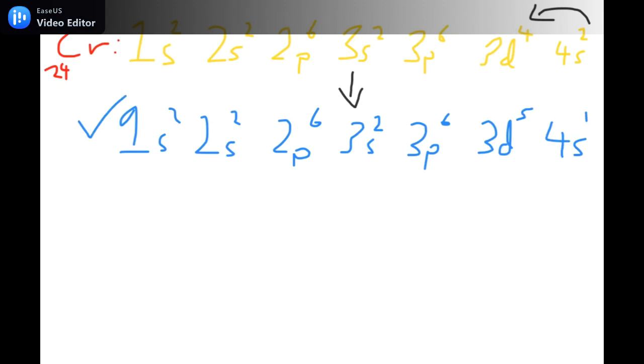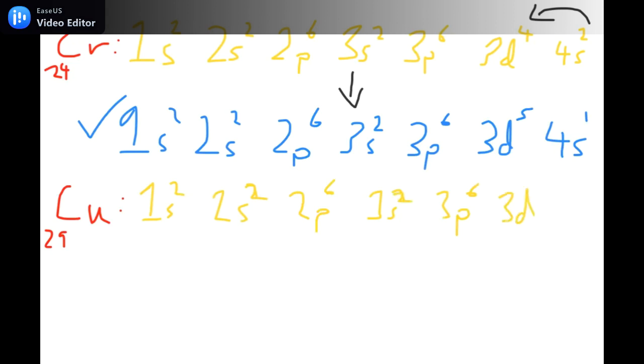And then for copper, which also has an exception, it has atomic number 29. Over here, the configuration would be 1s2, 2s2, 2p6, 3s2, 3p6, 3d. We'll first fill 4s. 9 electrons remain, so 3d will have 9.